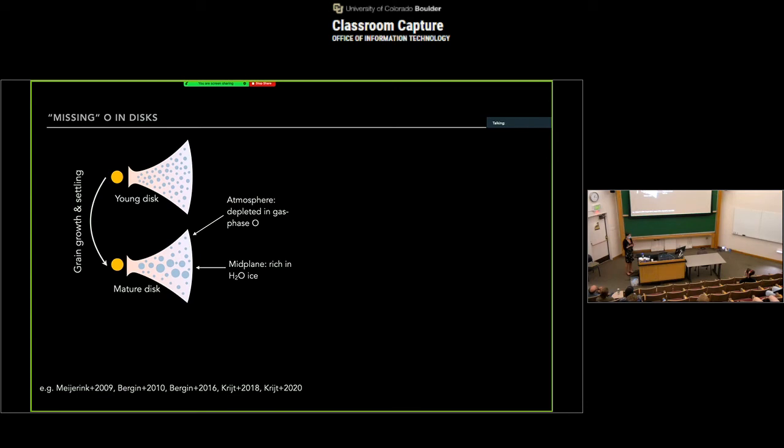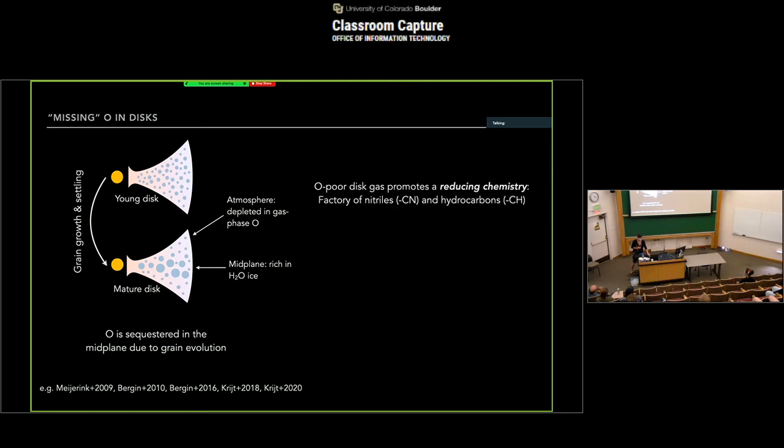You've trapped your volatiles in larger bodies in the midplane. And consequently, you have an atmosphere that's very depleted in gas-phase oxygen. So you're sequestering oxygen from the surface of the disk into the midplane. And in this oxygen-poor gas, you promote a really reducing chemistry. This means that you're going to efficiently produce molecules like nitriles and hydrocarbons in this very oxygen-depleted gas. And so qualitatively, this can explain why we see these unusually high abundances of methyl cyanide in these mature disks.